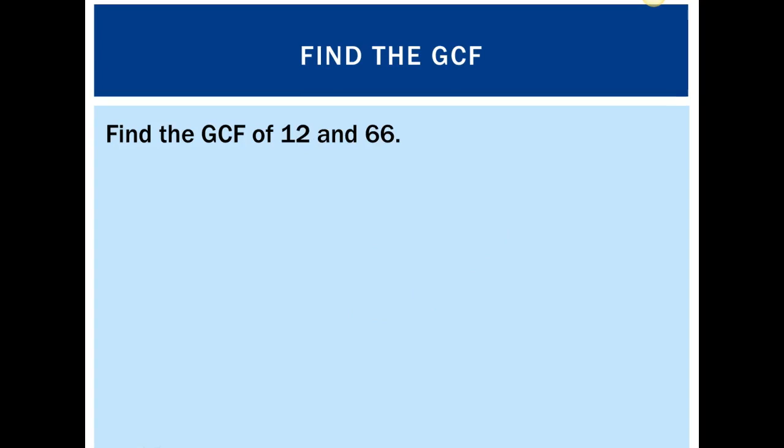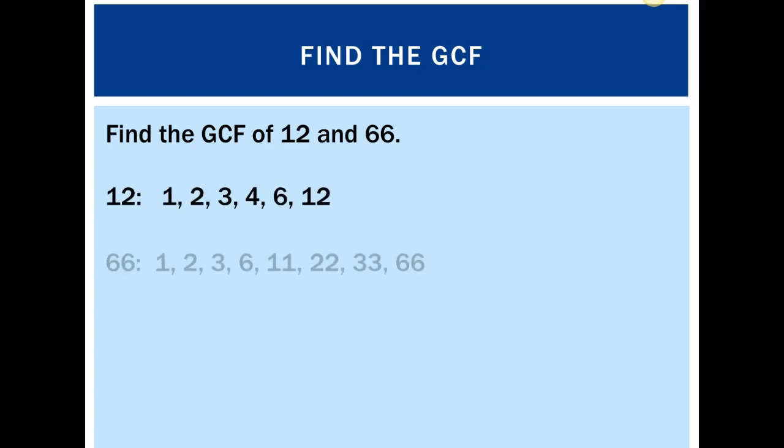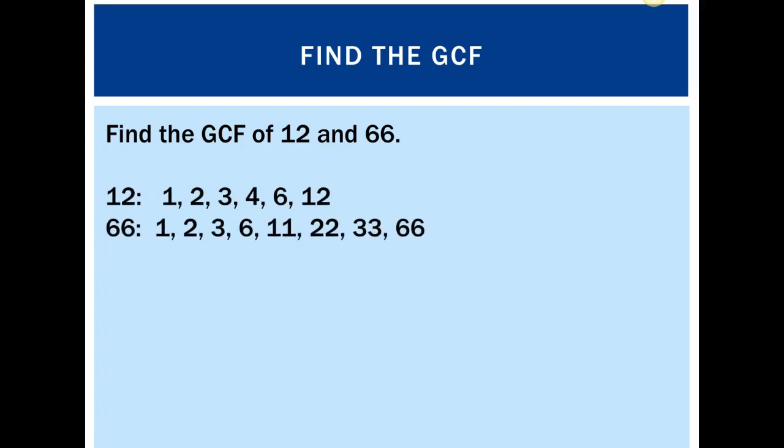In this problem, we'll look at finding the GCF of 12 and 66. Using the make a list method, we would list out all of the factors of 12 and all of the factors of 66. You really have to know your factors if you're using this method. If you miss one, it could be the one that is the GCF, and if you don't include it in the list, you will get the wrong answer.